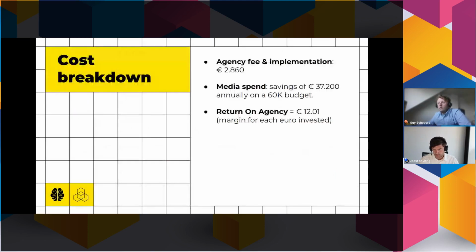Cost breakdown. What were our fees? About 3,000 euros. The media spend was saving about 37. So the return on agency, the amount that Cortina paid us, and what the return was, was about 12 euros.